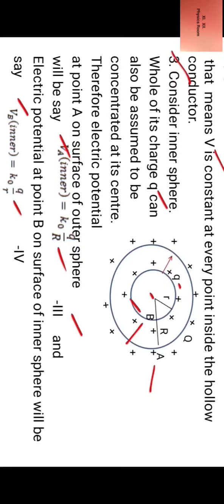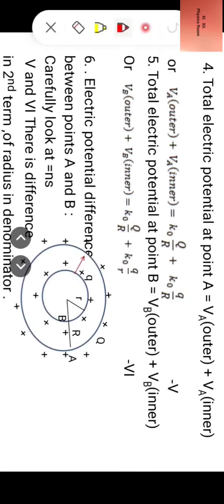So this is how we can write electric potential. Fourth, total electric potential at point A is equal to VA due to outer shell plus VA due to inner shell, which is equal to K naught capital Q by capital R plus K naught small q by capital R. Let us mark it as equation 5.